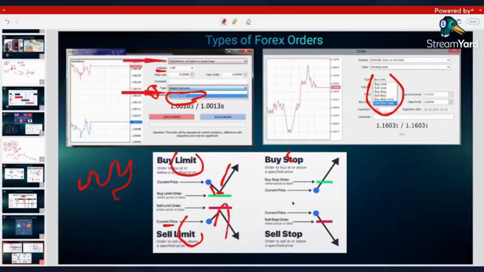Buy stop: assuming the current price, you don't want to buy at the current price, you want to buy at a higher price, so you set your buy stop. Once your price gets to the level you want, the buy will be executed. And for a sell stop, you don't want to sell at the current price, you want to sell at a lower price. Then you place your sell trade at the price you want, and once the price gets to that place, your sell will be executed. So this is just a graphical representation of the different market orders we have in Forex.